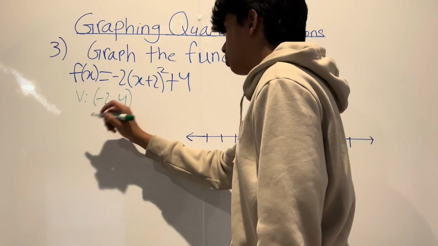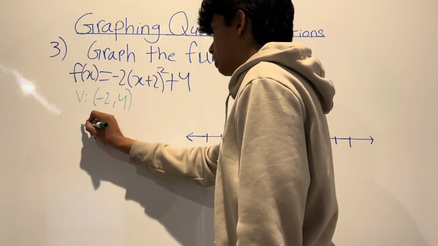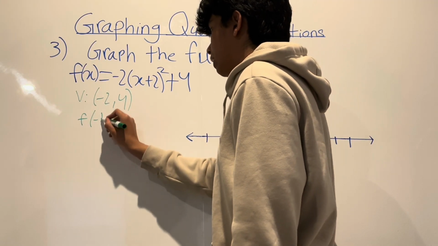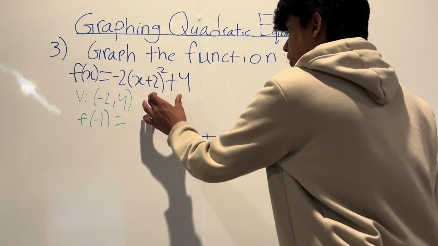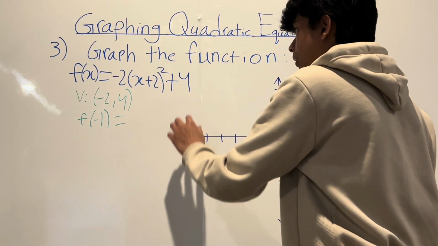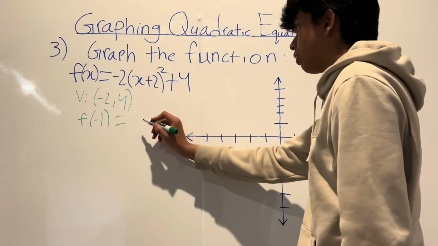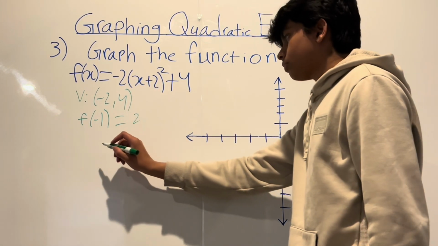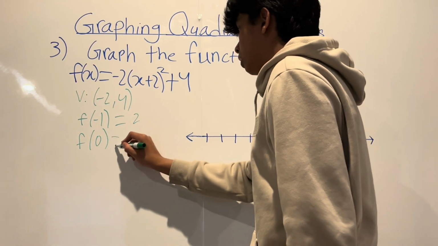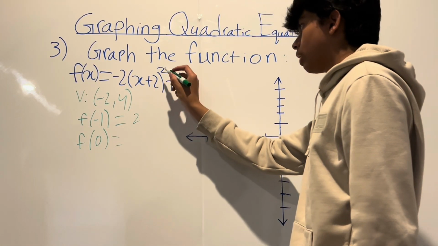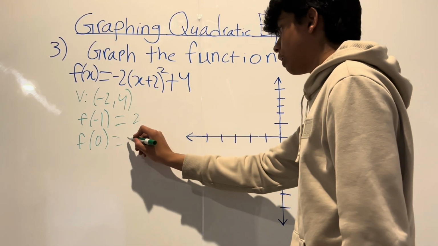And now let's find 2 points to the right. So 1 point to the right of -2 is -1, so f of -1. And now if we put this in, we'll have -1 plus 2, which is 1 squared, is 1. 1 times -2 is -2, plus 4 is 2. Now let's put in f of 0. So this is going to be 2 squared, which is 4. 4 times -2 is -8, plus 4 is -4.